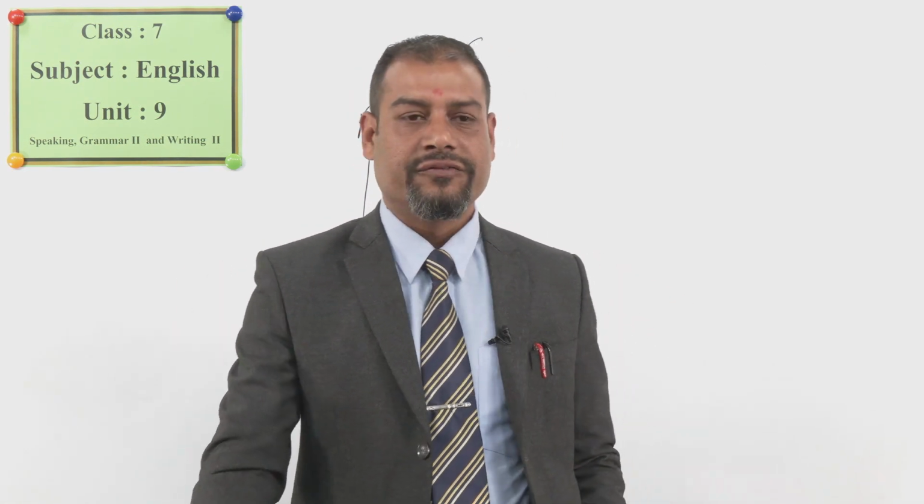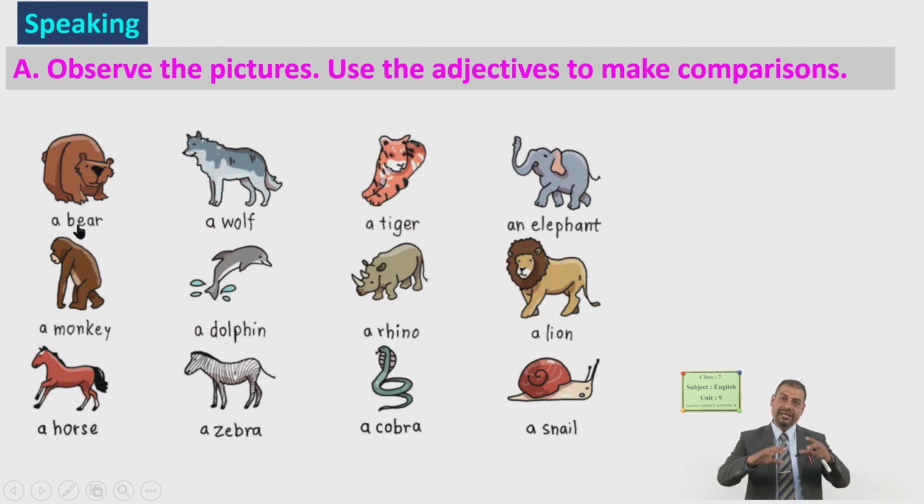Okay, so you can see there are many animals in the picture and you can make comparisons. For example, in the first picture you can see a bear, and then a wolf, a tiger, an elephant, a monkey, a dolphin, a rhino, a lion, a horse, a zebra, a cobra, and a snail. You can compare between this tiger and snail, no problem. So how do you make a comparison between these two animals, a tiger and a snail? Can you tell me? All of you tell me please. It is your speaking practice. You don't need to write. You just say, okay?